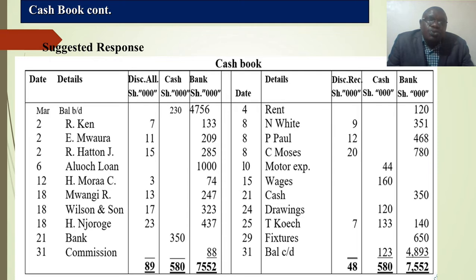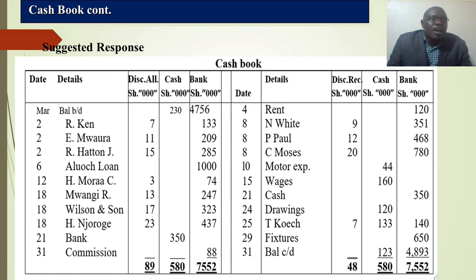That is transactions which took away money from the business. So on 4th, rent was paid through the bank, 120,000 Kenya shillings. On 8th, N. White was supposed to be paid, and from the figures you can see the amount we owed that supplier is 360,000, but we were allowed to pay 351,000 and retain 9,000 shillings as discount. So in this case, it is us now receiving discount.